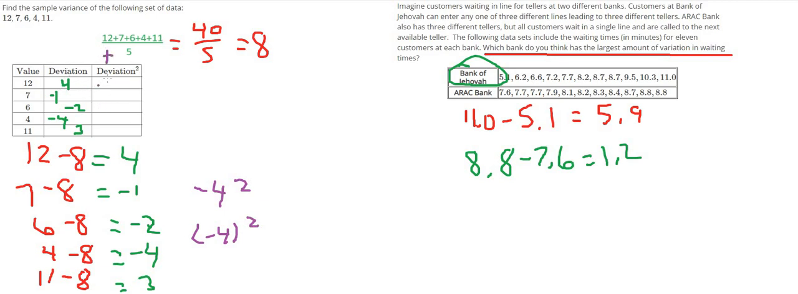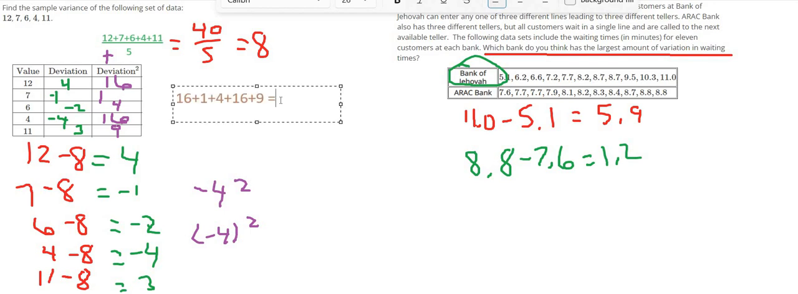So this column here always has to be positive numbers. So I'm going to take the deviation and I square it. So 4 squared is 16. Negative 1 squared is a positive 1. Negative 2 squared is a positive 4. Negative 4 squared is a positive 16. And 3 squared is 9. Then we need to take these values and add them up for the deviation squared. And adding up 16, 1, 4, 16, and 9 gives us 46.